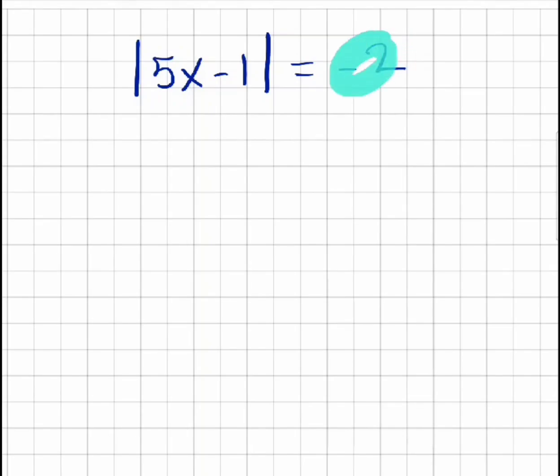Now what about this one? The absolute value of 5x minus 1 is equal to negative 2. What's the solution? The absolute value function can never equal a negative number. So there's no solution for this particular example. It can only equal 0 or a positive number.